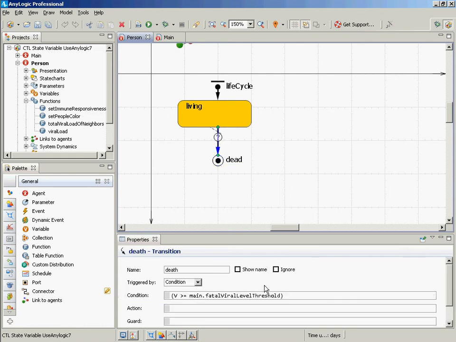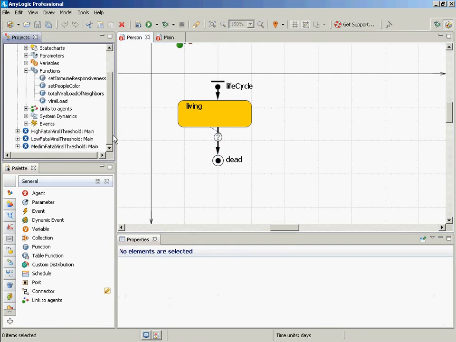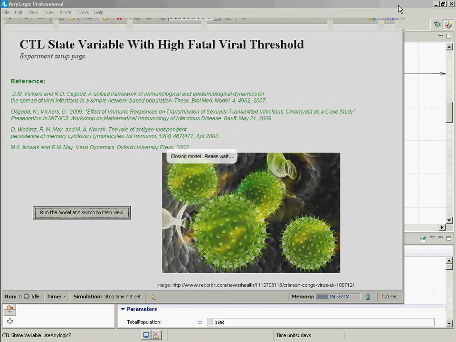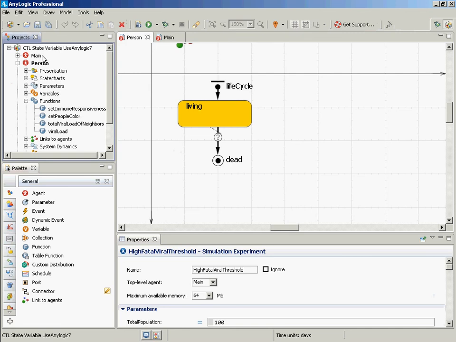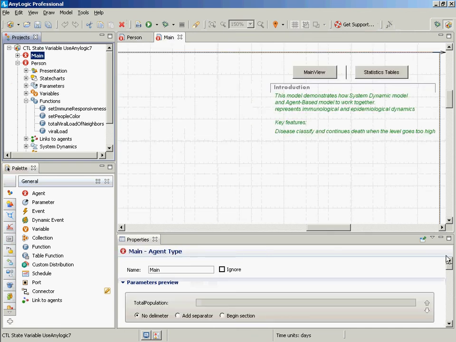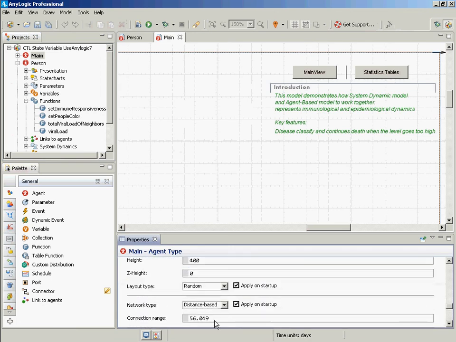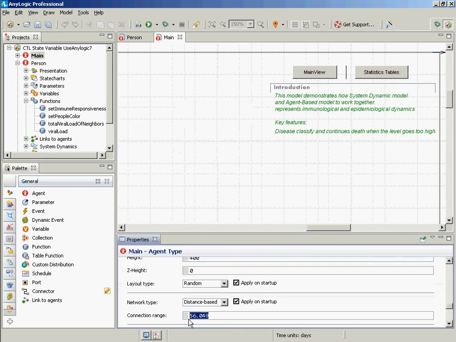So what does this lead to? Well, if we have a very high viral load threshold, what we see is individuals in a familiar way, if you go up to Maine, people are placed in a network that is randomly distributed and with a distance-based connection with this spacing. Okay, so they're scattered randomly around the space, and they're connected in a distance-based fashion. So two people are connected if and only if they lie within this distance of each other, right? So let's run this model here.